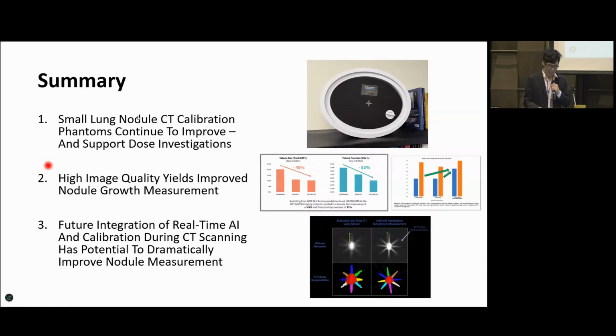So, summary: CT calibration using these small lung nodule phantoms continues to improve, and it also helps to support investigations into the trade-off of CT dose and quality. Higher image quality obviously gives us better nodule growth measurement, and integrating real-time AI and calibration during the CT scanning itself has the potential to dramatically improve our nodule measurement.